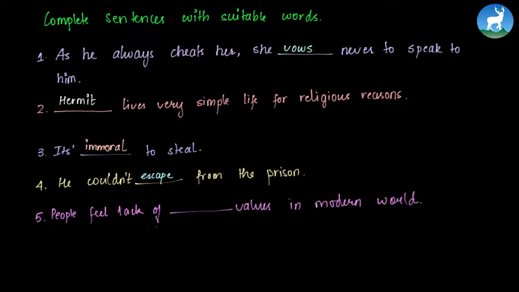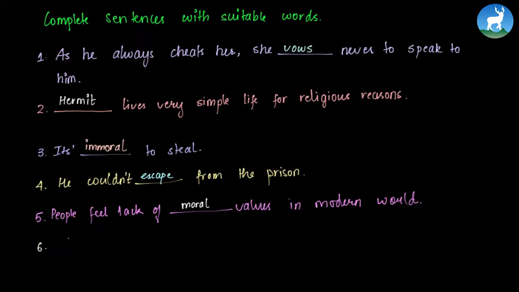People feel lack of blank values in the modern world. So people feel lack of moral values in the modern world. Because we are reading about stealing and robbing, we can say that there is a lack of moral values in modern world because stealing and robbing is an immoral activity.